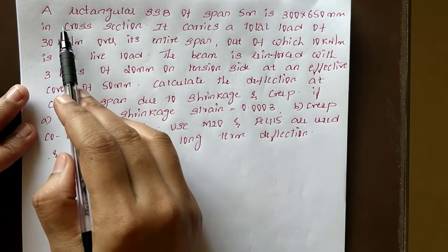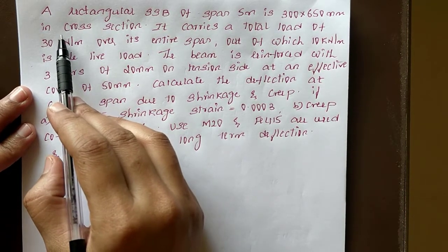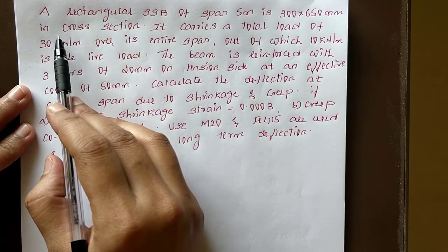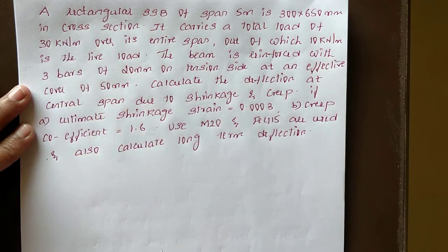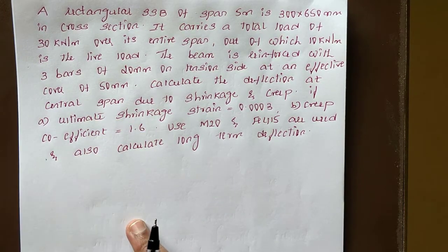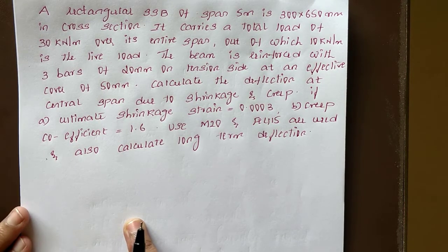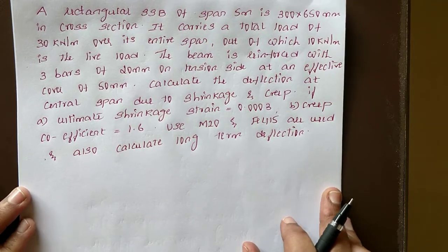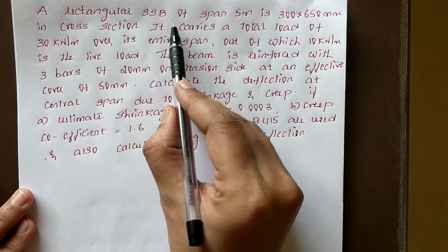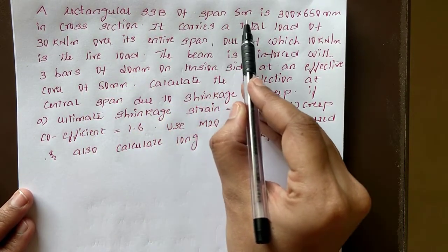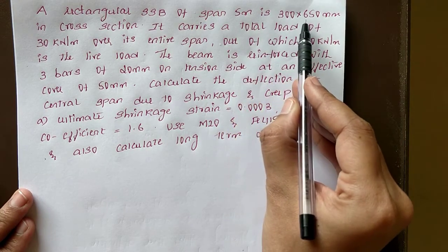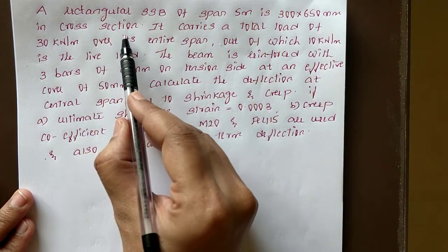Hi, in this class we are going to discuss the problems related to the second type, that is calculation of deflection due to creep as well as shrinkage, that is related to long term deflection. A rectangular simply supported beam of span 5 meter is 300 by 650 mm in cross section.